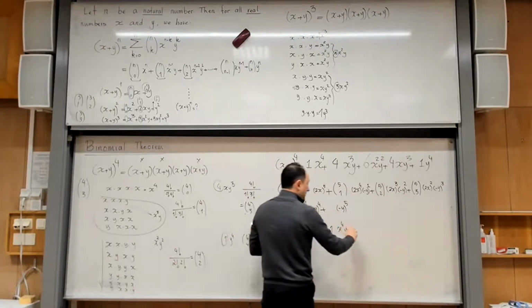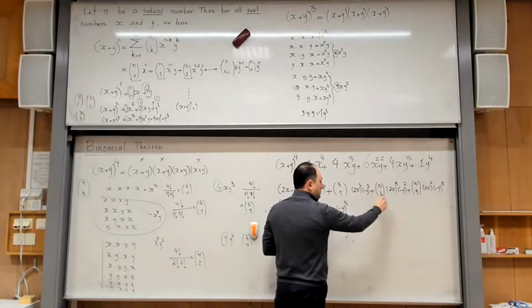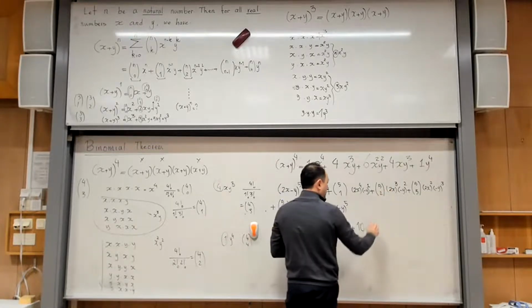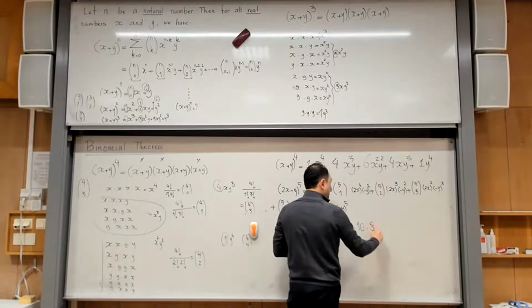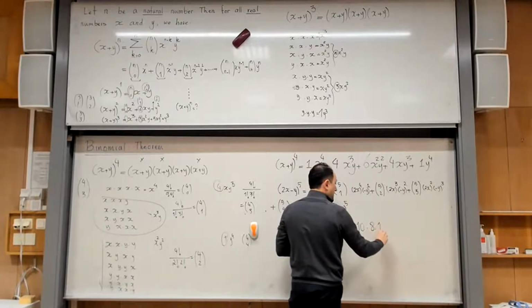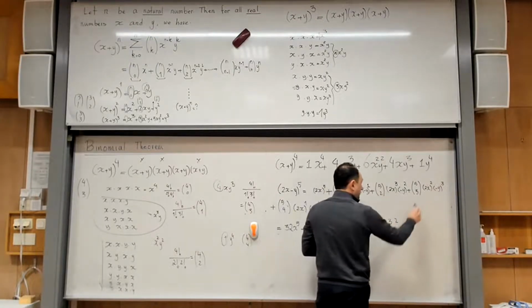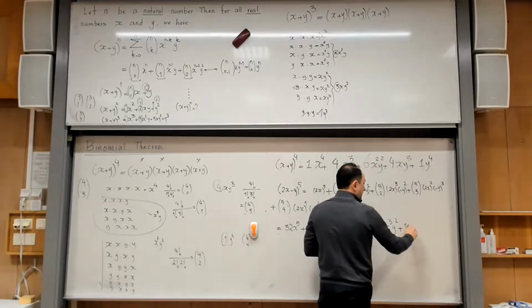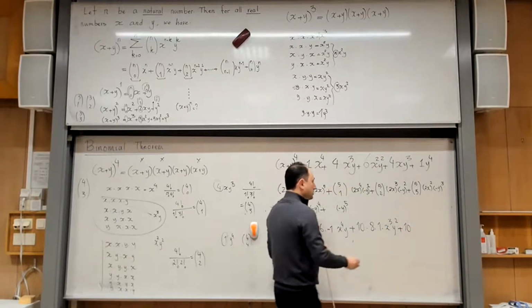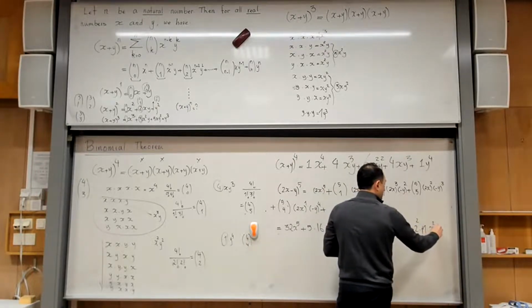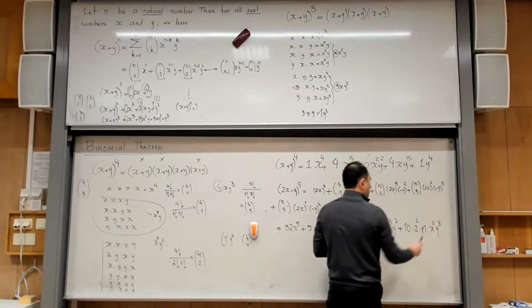For the next one, if you calculate 5 choose 2, it becomes 10. And then 2 to the power of 3, which is 8. Minus 1 to power 2, which is positive 1. And then you will have x to the power of 3, y squared. And if you calculate this one, it is again 10. And then the answer becomes what? 2 to the power of 2, minus 1 to the power of 3, which is minus 1. And then you have x squared y to the power of 3.